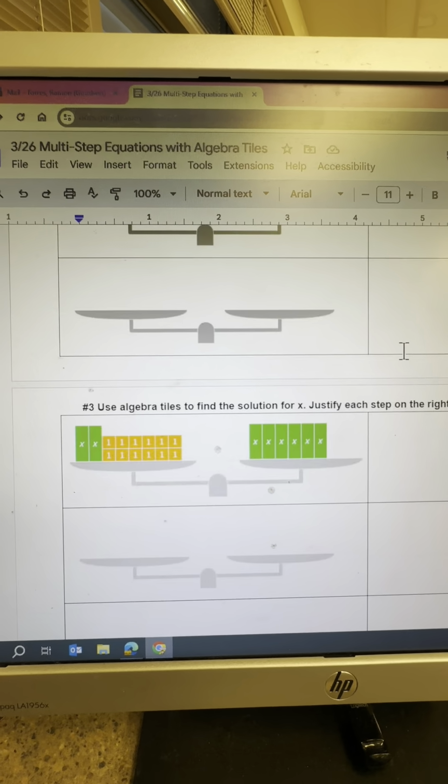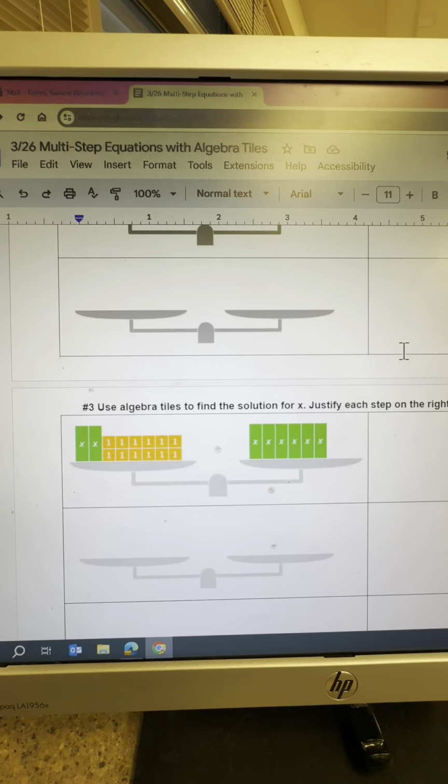So properties of equality means to keep your scale balanced, whatever you do on one side, make sure you do the exact same thing on the other side. Next step I'm going to do is to combine my 0 pairs. So you can see here I combine my 0 pairs, and I'm left with 2, 4, 6, 8 x's on the left and 8 1's on the right.